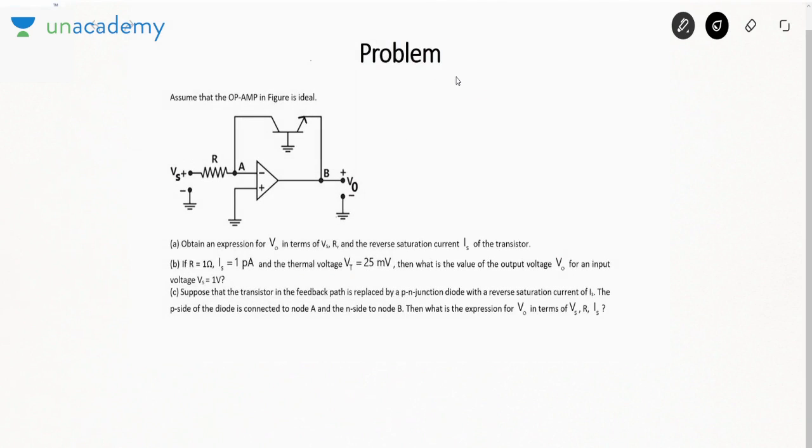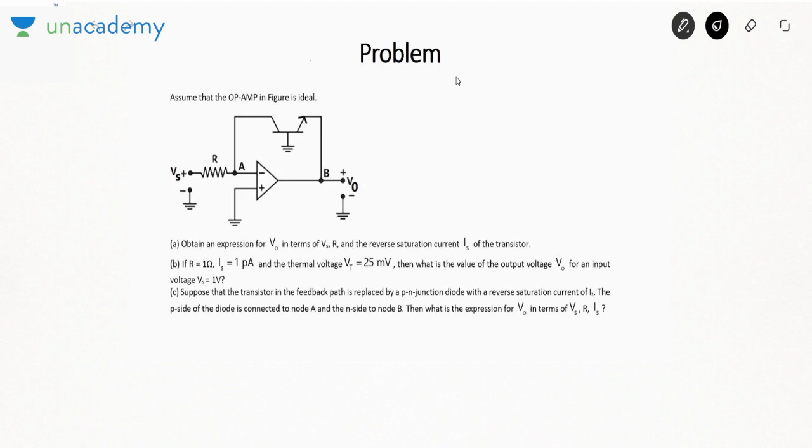Next problem. Assume that the OPAMP in the figure is ideal. We need to obtain an expression for V0 in terms of Vs, R and the reverse saturation current. Then we are given the value of R, Is and Vt. We need to find V0. And next it is asking if we replace the transistor by a PN junction diode, then what will happen? So let us go step by step.